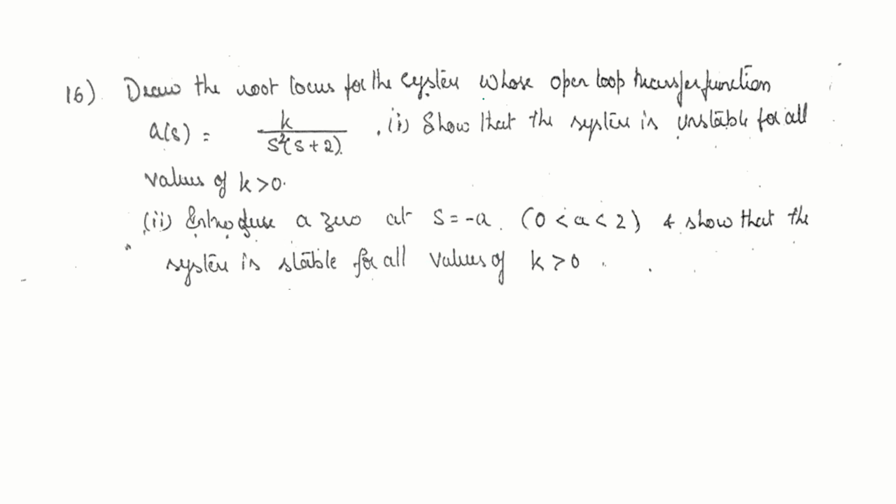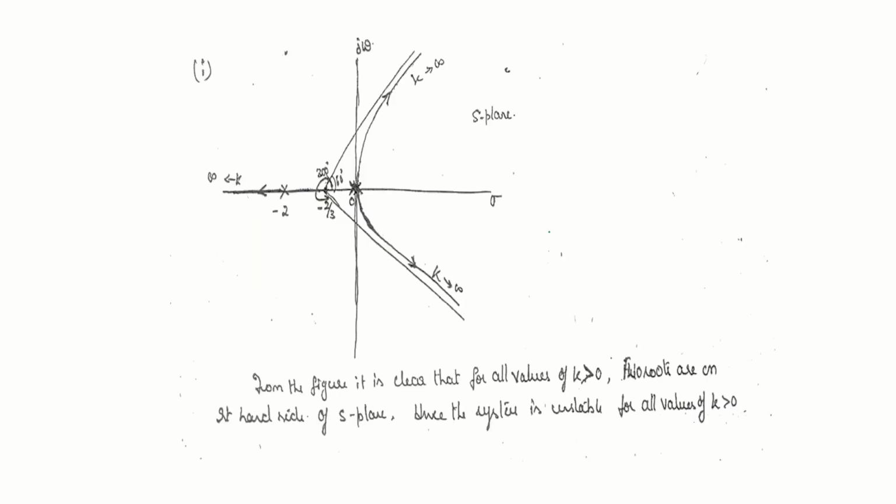Draw the root locus plot for the system whose open loop transfer function is given. Show that the system is unstable for all values of k greater than 0. Then introduce a 0 at s equal to minus a. A can be anywhere between 0 to 2. Show that the system is stable for all values of k greater than 0. Okay, fine. First let us draw the root locus.